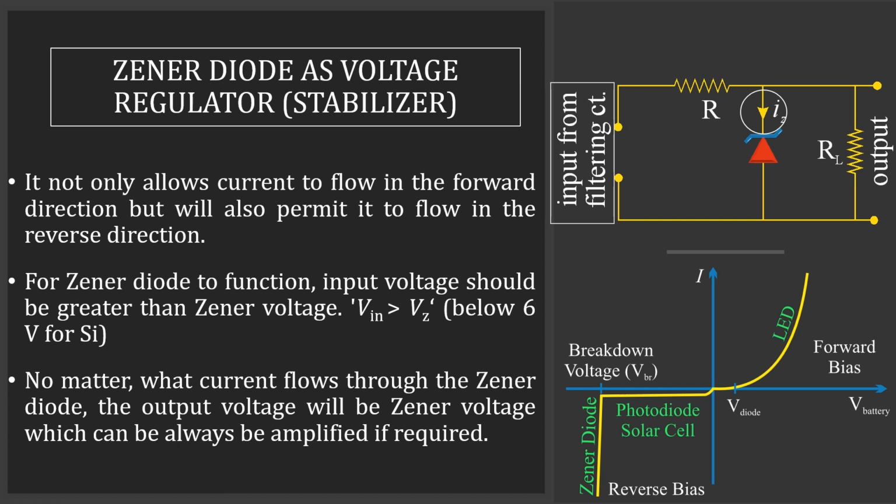But the potential difference across the diode is not going to change by a large amount, even if the current changes by a large amount. The output voltage that we take across the load resistance is going to be constant. That is why Zener diode is used as a voltage stabilizer.